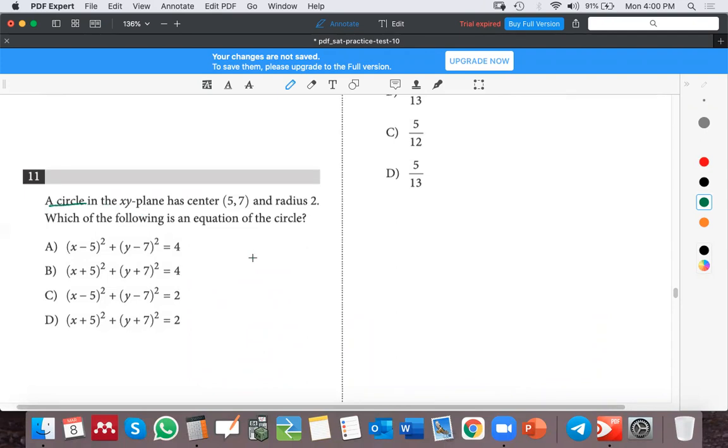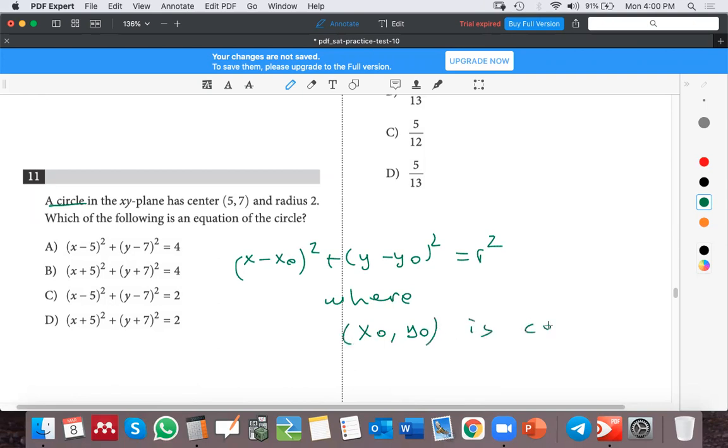Question 11, a circle. When you say circle, the rule is (x minus x0) squared plus (y minus y0) squared is equal to r squared, where (x0, y0) is the center. Now, it says that the center is (5, 7). Very good. So put 5 here, put 7 here. The radius is 2, so put 2 here.